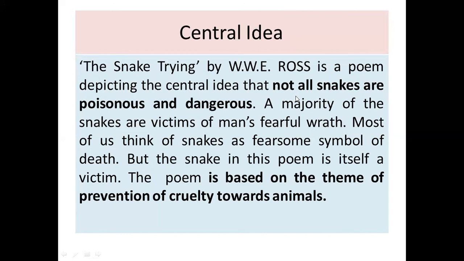Now, what's the central idea of the poem? The Snake Trying by W.W.E Ross is a poem depicting the central idea that not all snakes are poisonous and dangerous. A majority of snakes are victims of man's fearful nature. Most of us think of snakes as fearsome symbols of death, but the snake in this poem is itself a victim. The poem is based on the theme of prevention of cruelty towards animals.